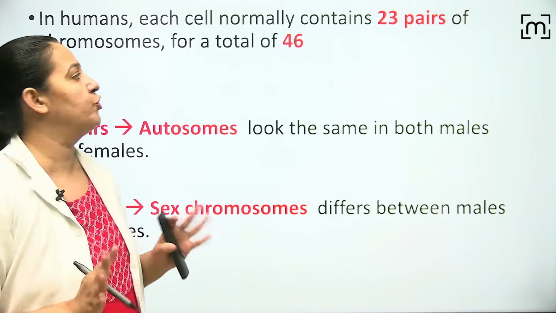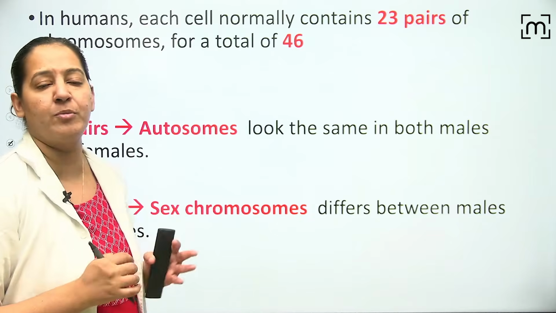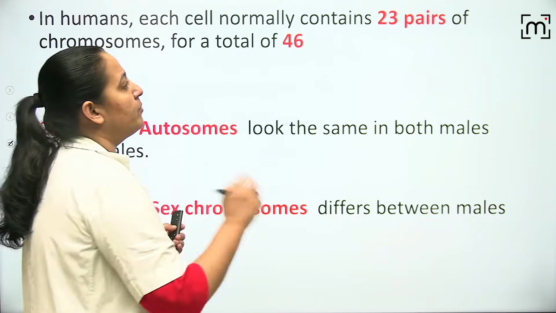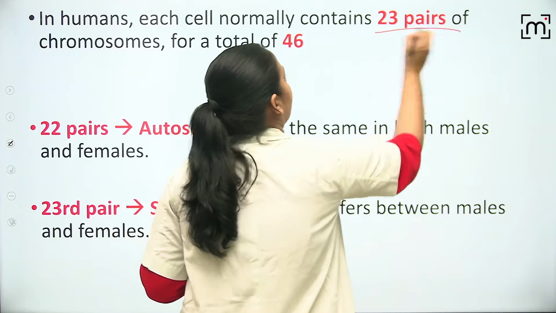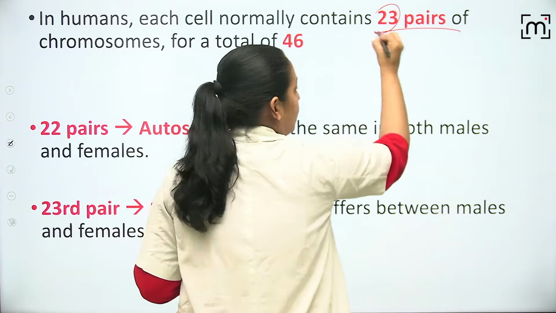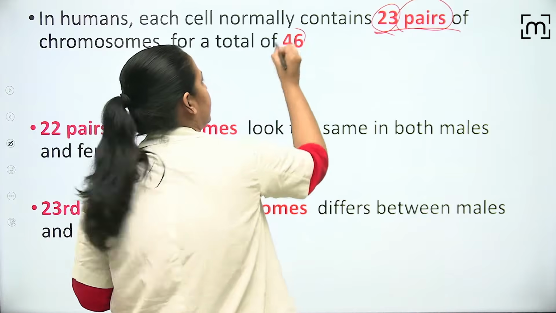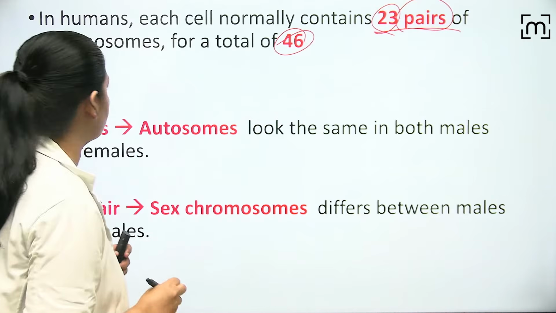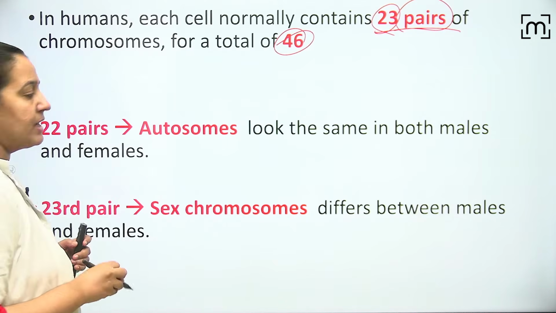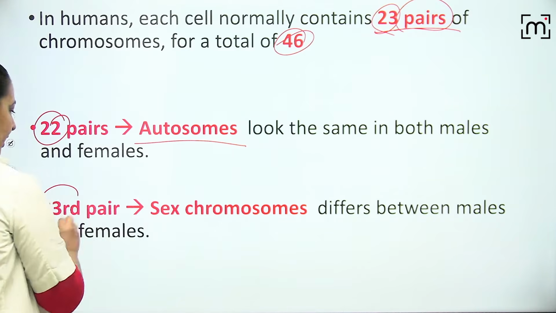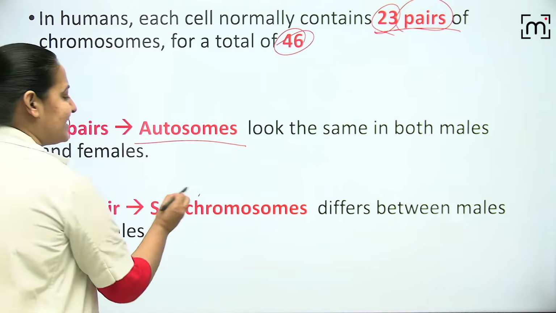Now talking about humans. In humans, how many chromosomes are present inside each cell? Inside each cell, humans have 23 pairs. I'm saying 23 pairs, not 23. Each pair has 2, so total 46 chromosomes, 23 pairs. Out of which 22 pairs are autosomes, and the 23rd, the last pair, is known as the sex chromosomes.